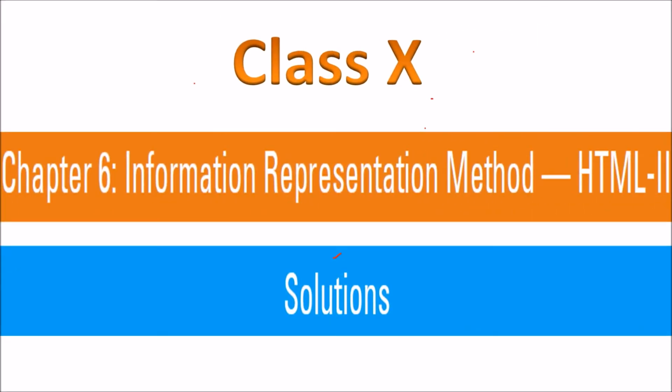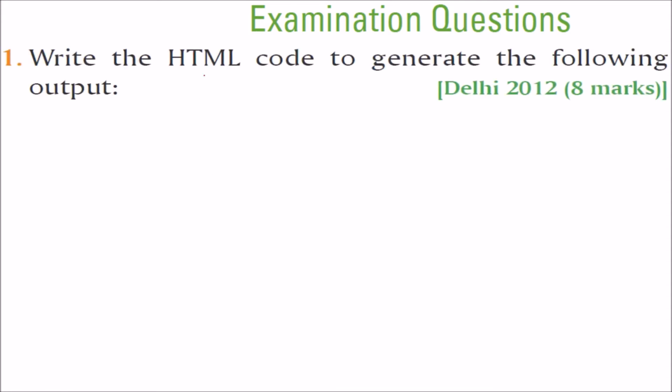We are looking at class 10 chapter 6, information representation method, HTML 2 solution. Let us see some examination questions on HTML, specifically the table and the image. First is: write the HTML code to generate the following output.